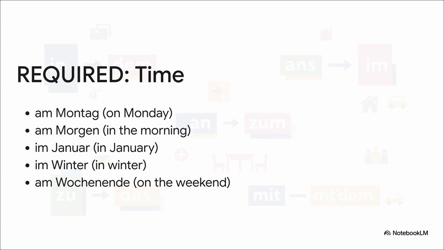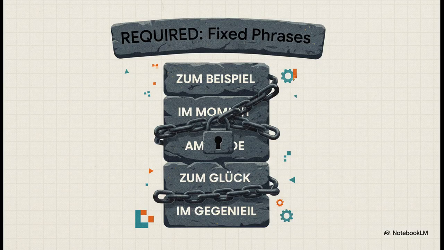Let's start with the big one, time expressions. This is non-negotiable. When you're talking about days of the week, parts of the day, months, seasons, you use the contraction. It's always im Montag, im Januar, am Wochenende. A native speaker would almost never say an dem Montag. It just sounds wrong. The other big required category is fixed expressions. You should think of these as little vocab chunks where the contraction is just part of the phrase itself. You can't separate it. You know, like zum Beispiel for example, or zum Glück for fortunately.